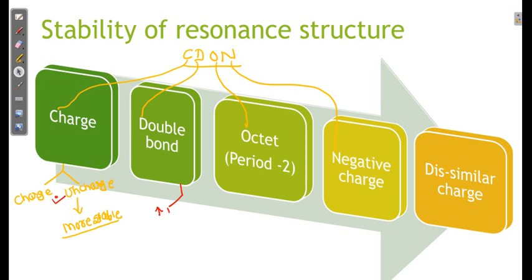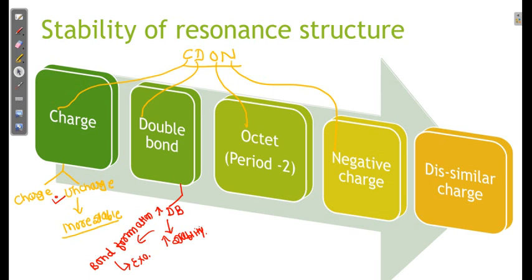Second, as double bonds increase, stability increases, because bond formation is an exothermic process. So as double bonds increase, energy is expelled, and the potential energy of your system decreases. So always we look for the double bond.